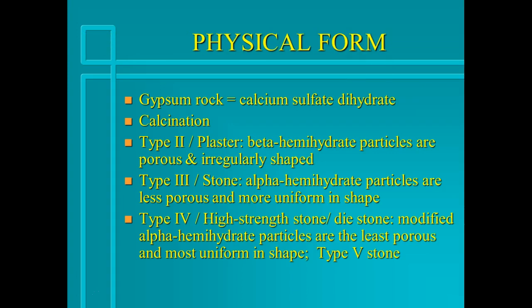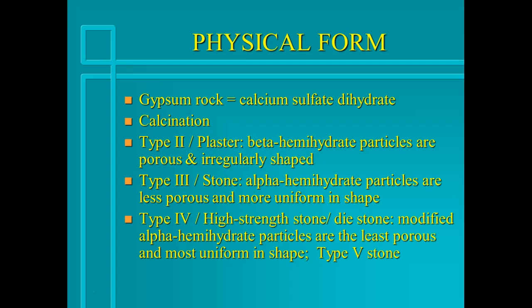Now let's discuss the physical form of the gypsum products. Gypsum products are made from gypsum rock, which is a mineral found in various parts of the world. Gypsum rock is mined, ground into a fine powder, and then processed by heating to form a variety of products. Chemically, gypsum rock is calcium sulfate dihydrate.